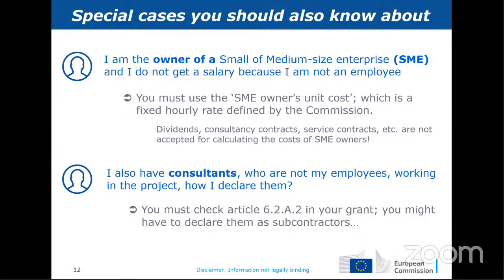That's one. And the other specific case we tackle very quickly is that of consultants. Not all your consultants can be declared as personnel costs. In many cases, or in some cases, you will have to declare them either as purchase of services or as subcontracting. Please, if you have consultants working for you and you want to charge their work to the Horizon 2020 action, check carefully the text of Article 6.2.B of your grant agreement and the explanations in the annotated model grant agreement, because there are some specific conditions for you to be able to declare their costs as personnel costs.